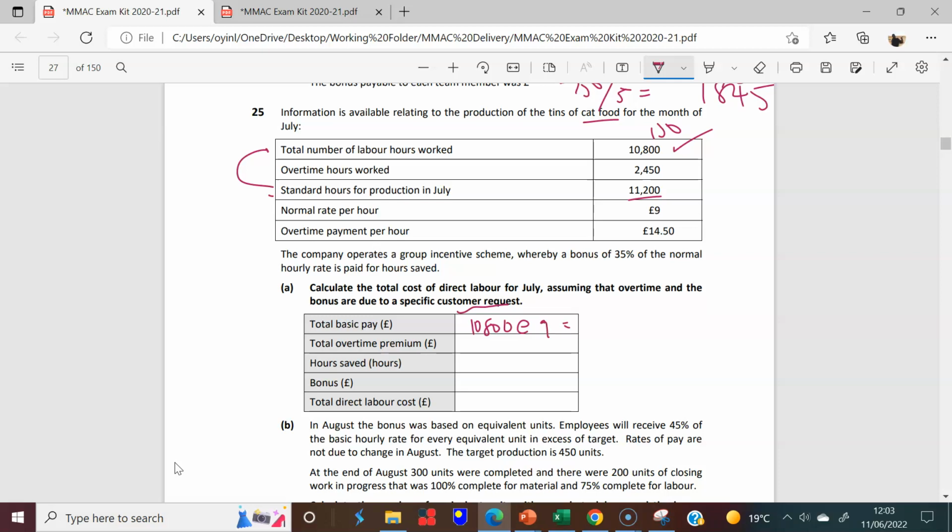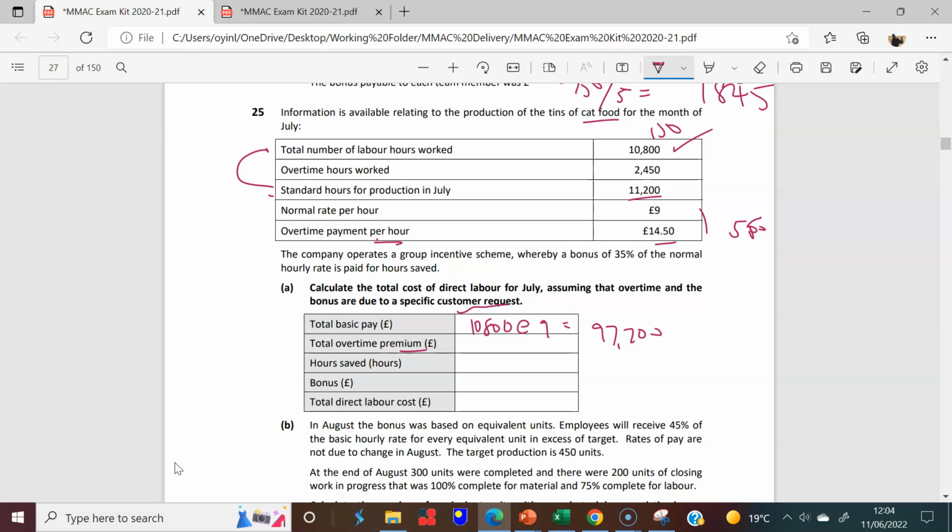10,800 times 9 is 97,200. Now it's a very tricky question here. It says the total overtime premium. This is the overtime payment per hour. So the premium must of course be the difference, which is £5.50. So the overtime premium is on these overtime hours.